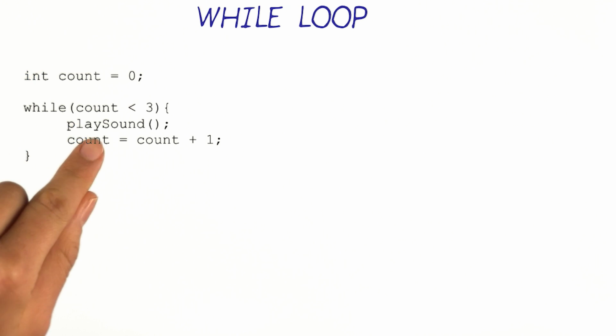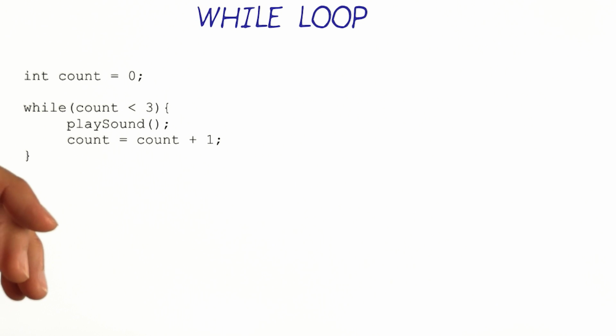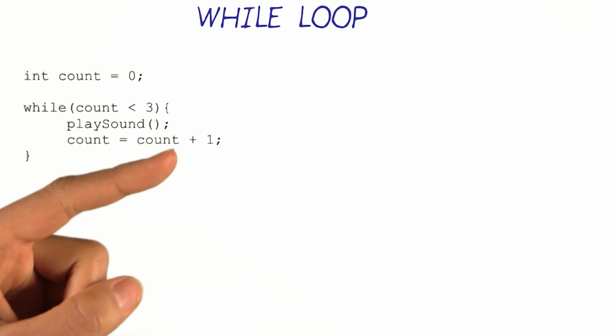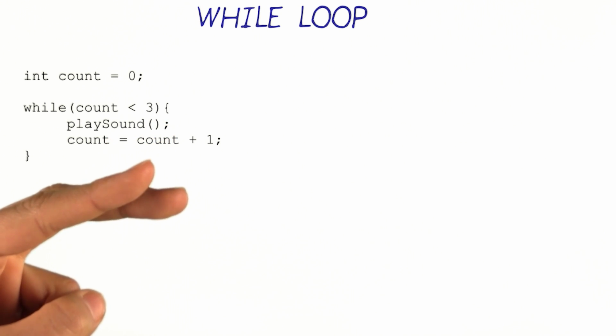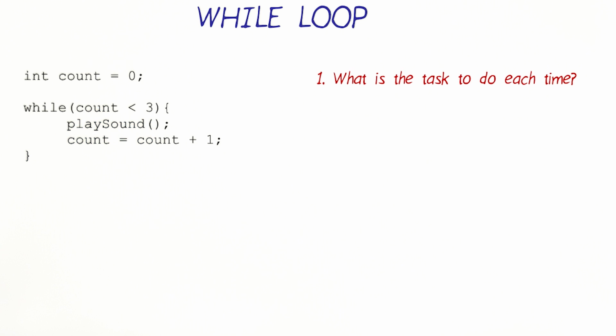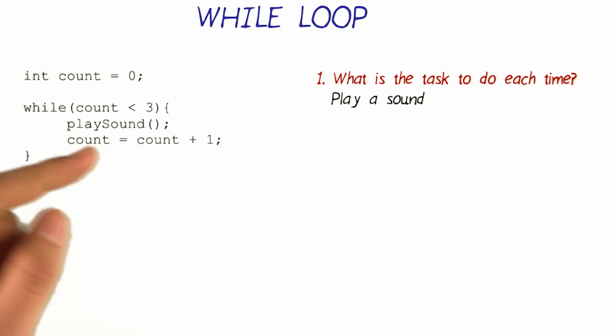Well, how do we ever arrive at this code? Whenever we're debating with ourselves whether to write a loop or not, we can ask ourselves 3 questions. What task are we trying to do each time? How many times do we need to repeat the loop? And as a result, what is the condition of the loop? So in this case, for the first question, what is the task we do each time? We need to play a sound.